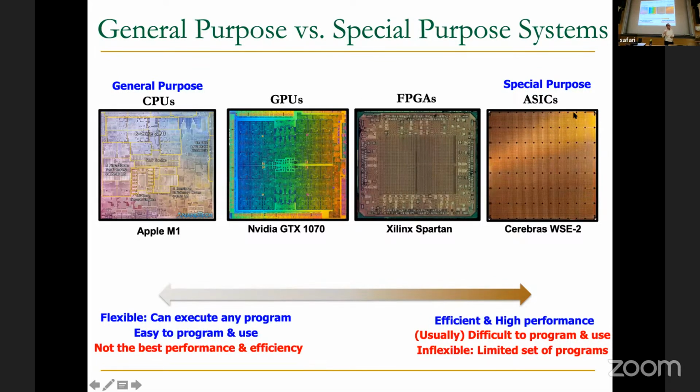But before we go into it, we should really talk about this general purpose versus special purpose distinction, because it will come up many, many times in the future. So general purpose systems are flexible. They can execute any program, basically. CPUs are a great example. General purpose CPUs are a great example of this.